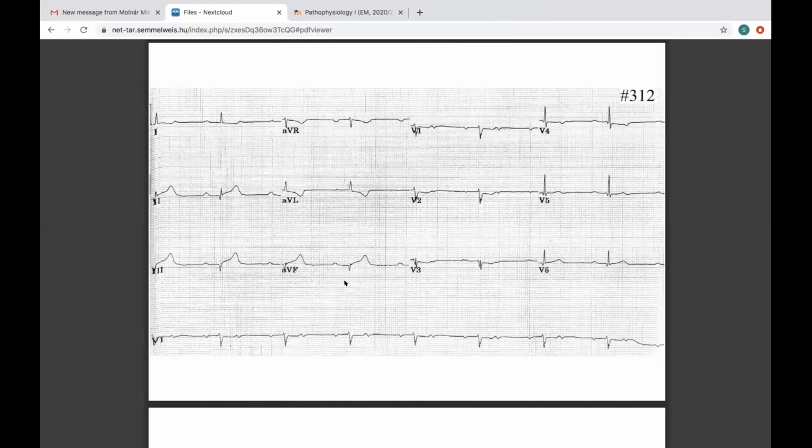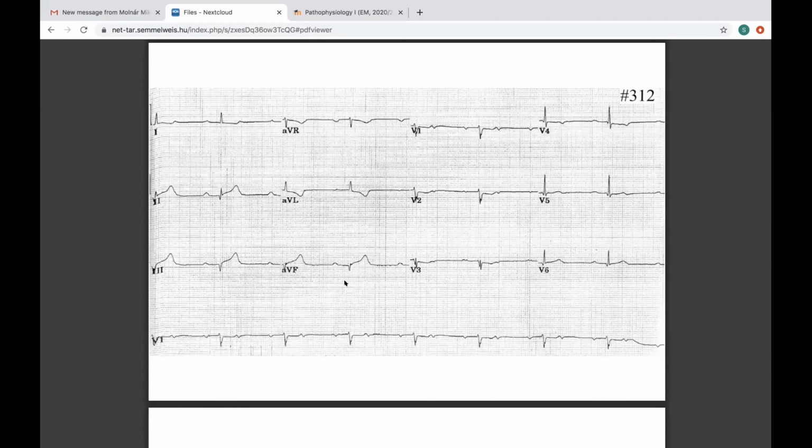Now you can share your screen again, please. So this looks like an AV block, but because it's rhythmic and because every second P is conducted, this is what we say, that's a 2-to-1 AV block. Yes?